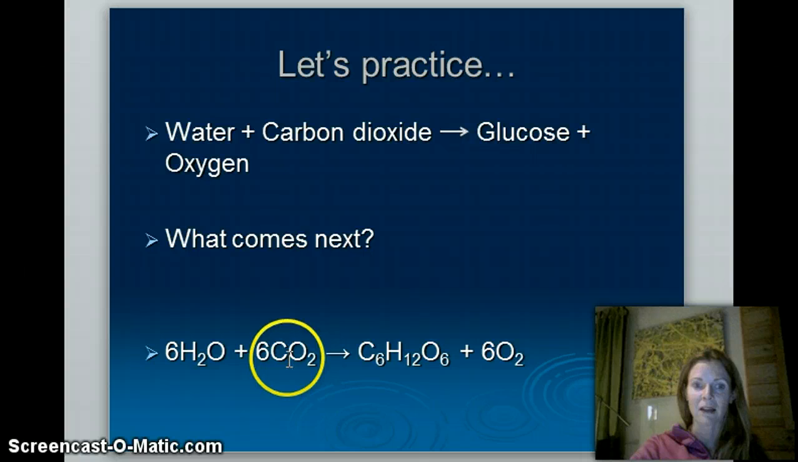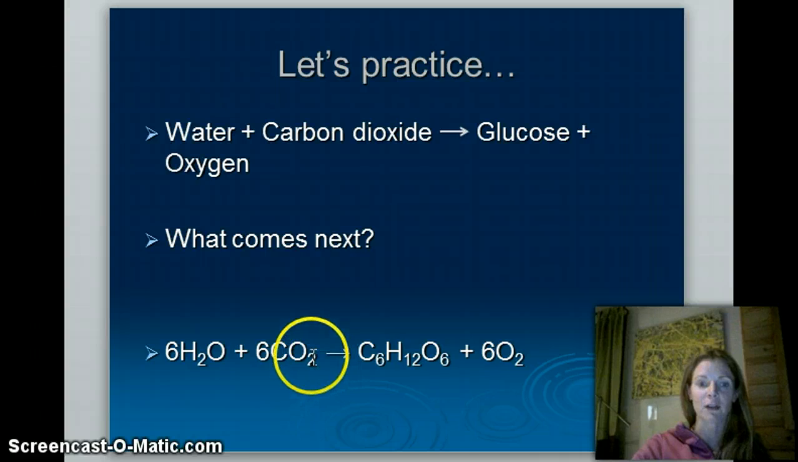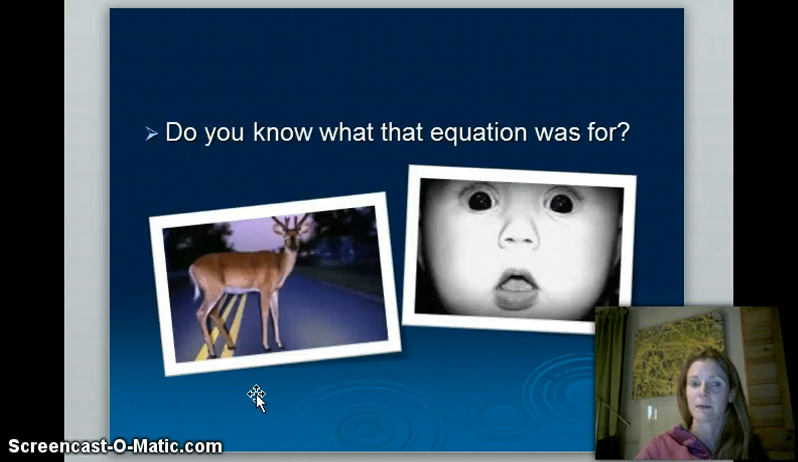But in order to balance it out, you have to put these big coefficients. You're never going to put these little subscripts, okay? Those are only in there if they are already a part of that. So you'll never add these little subscripts. You'll only be adding these larger numbers, the coefficients, okay? So we'll go over that more in class. Please just let that kind of slowly sink in, okay?